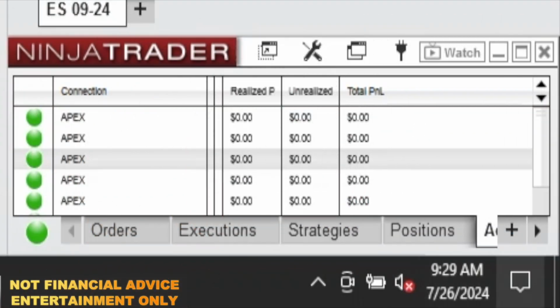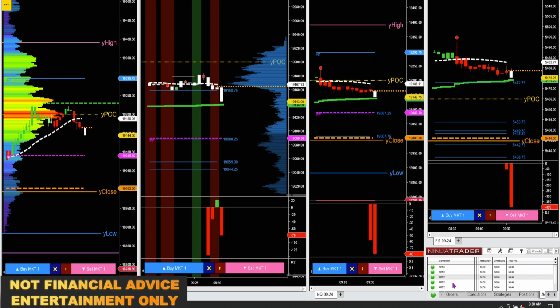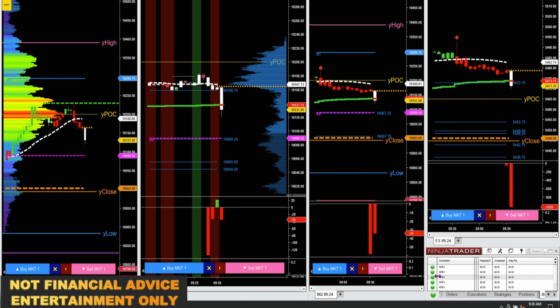I don't know if anyone else has ever had this issue, but sometimes when I connect to Apex, usually not in the morning, it's usually right when the Asia session opens, I'll sign in and then a few seconds later all of these will go to orange and my data will just stop loading. And it was doing that this morning.